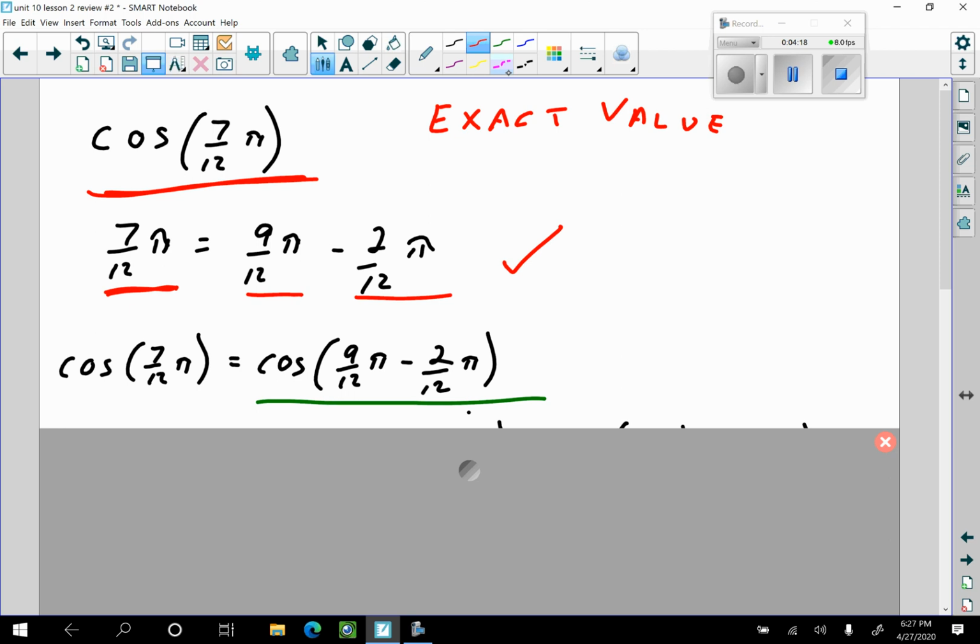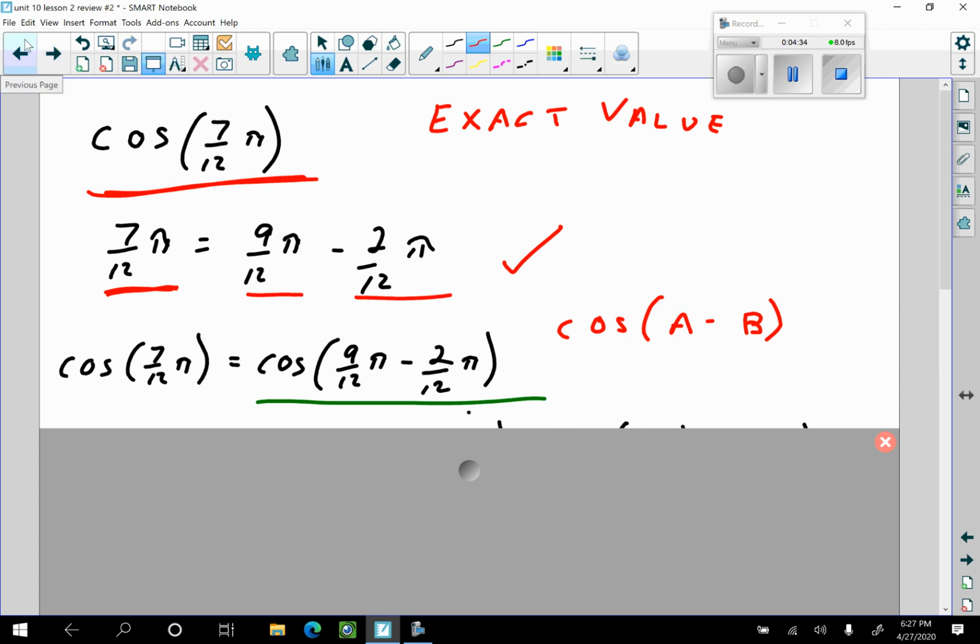I'm going to use the formula for this guy right here, the cosine of A minus B. And I recall that that's going to be cosine of A, and we can always go back to your notes. No one's ever going to ask you to memorize these formulas.